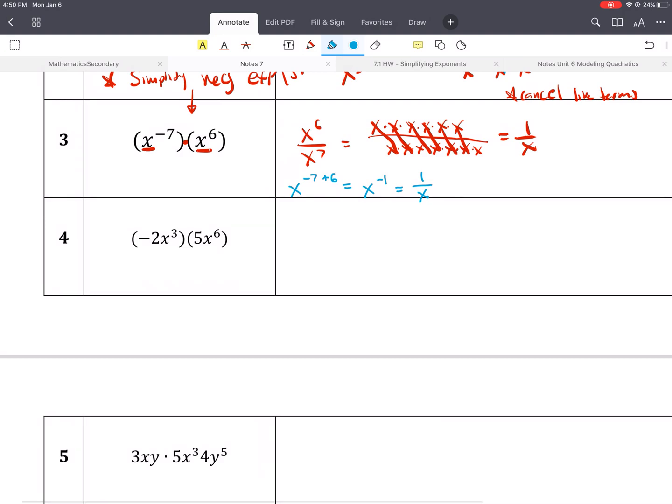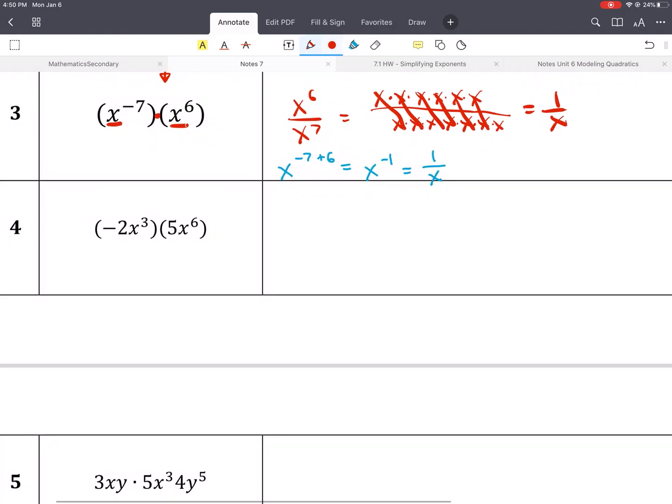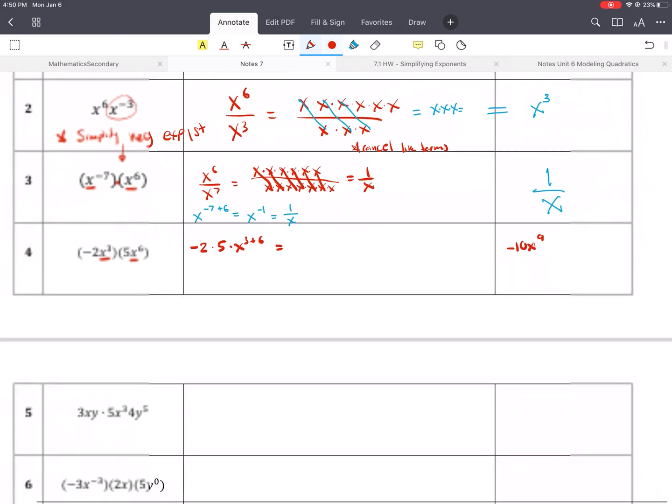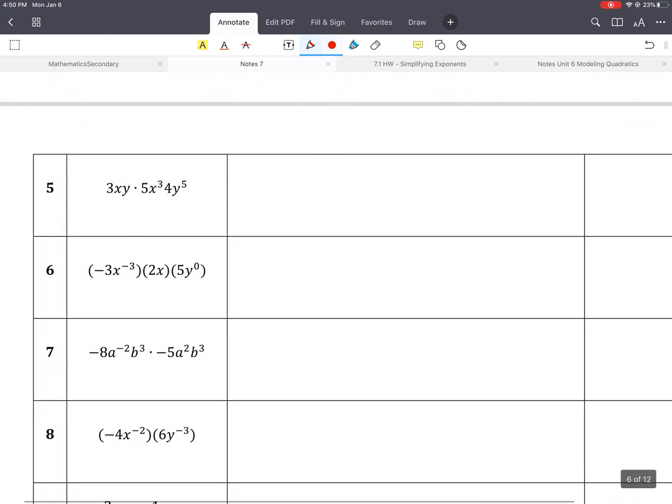Okay, here's another example. First thing you'd want to do, perhaps to simplify, is put the negative 2, and then you could have the 5. Then we'd have x to the 3rd plus 6. So here we're multiplying like bases, so we add their exponents. We would end up getting negative 10 x to the 9. Okay. Here are some other examples.